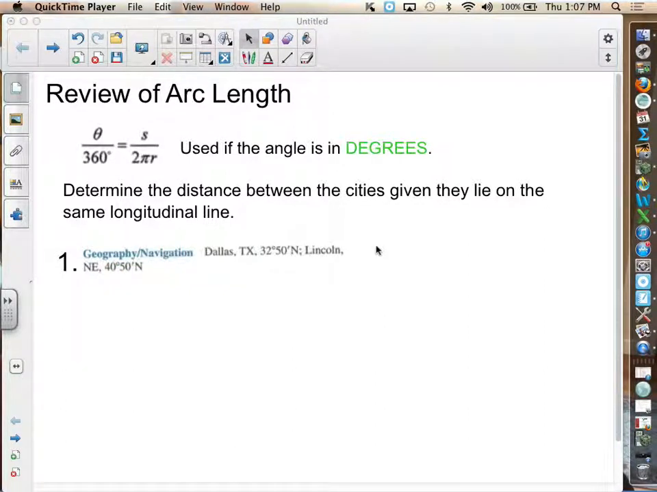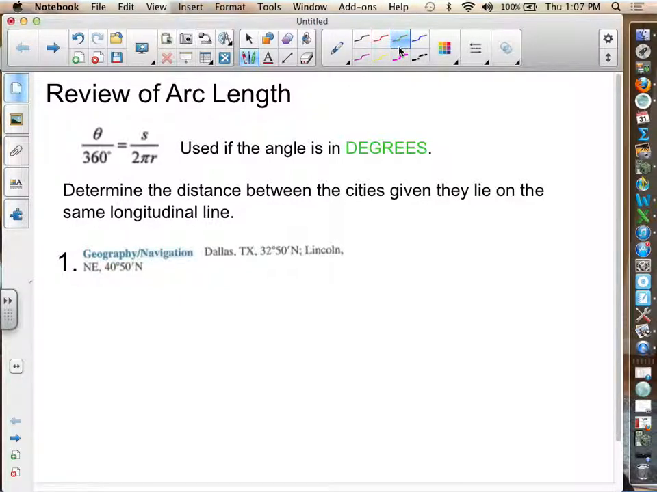Right, so we're going to go through arc length. How do you find arc length? First, we're going to work in degrees. Some of the problems that you see in terms of degrees would be of this type, where they give you the distance between two cities.